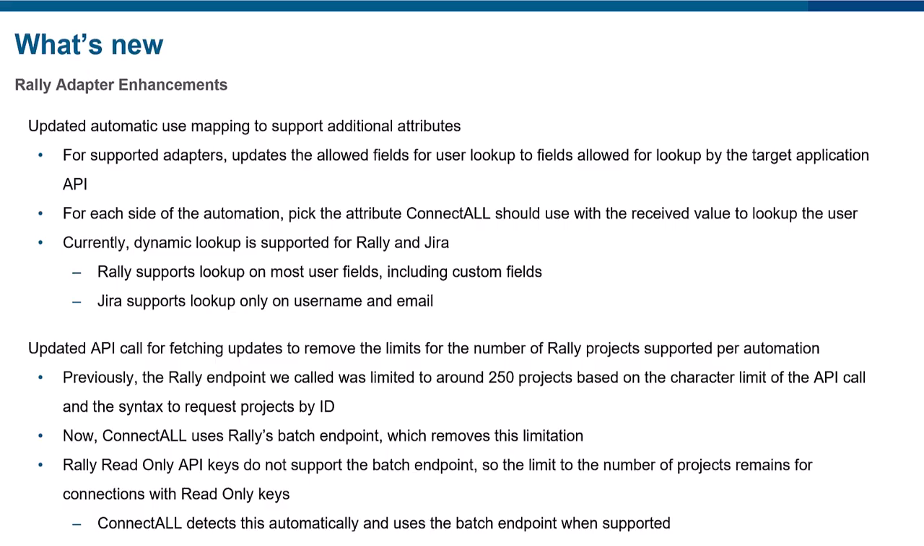However, if you have a one-way automation and are using a read-only Rally API key, Rally doesn't support you using the batch endpoint. So that limit remains with read-only keys. ConnectALL automatically detects whether the API call is read-only or is a general access Rally API key, and then uses the batch endpoint, as long as it's supported by the API key.